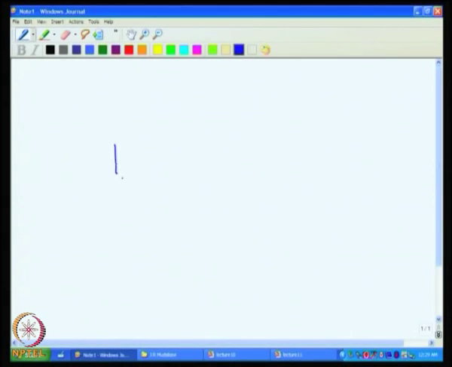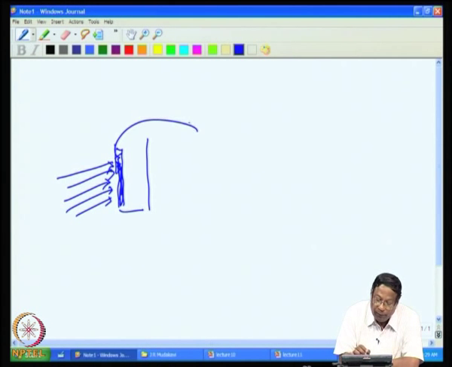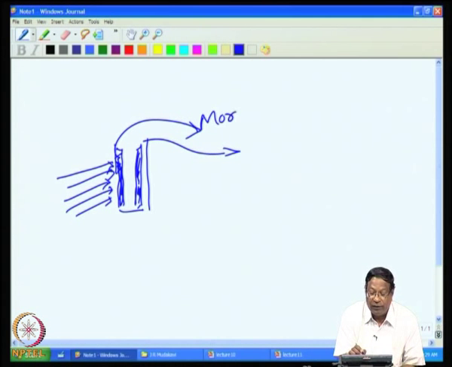Suppose you have a figure like this, fluorescence intensity is coming out like this. The portion here would receive much more radiation than another portion somewhere here. This receives more radiation and this receives less radiation.